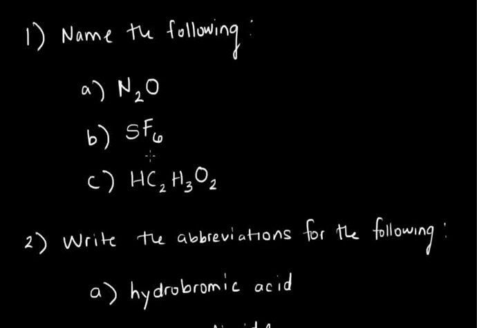Alrighty, welcome back. So this first question here, this is just a simple covalent compound. And what are we going to call this? Well, this is, of course, dinitrogen. And here's a little tricky part, monoxide. So the di refers to the two atoms of nitrogen. There's only one atom of oxygen, and so we're going to use the prefix mono.